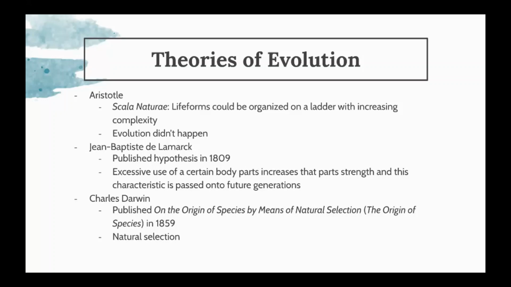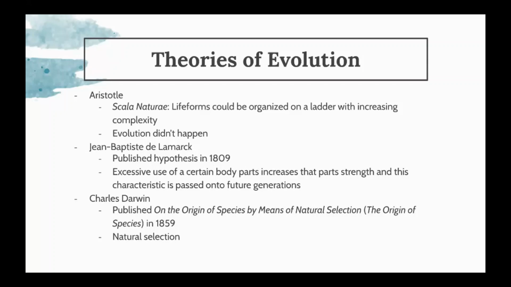But then later, in 1809, Jean-Baptiste de Lamarck, whom we usually call Lamarck, published the hypothesis that if you used a body part a lot, such as stretching your neck, then over the course of your life your neck would grow in length and strength, and this long-neck characteristic would be passed on to future generations. So Lamarck thought that giraffes used to have shorter necks, but then one giraffe stretched its neck a lot, slowly its neck became longer, and after it had offspring, its offspring inherited that long neck.